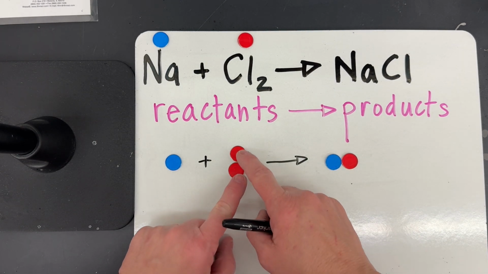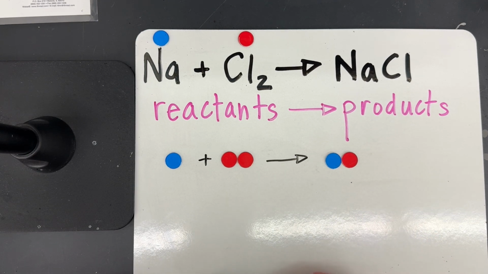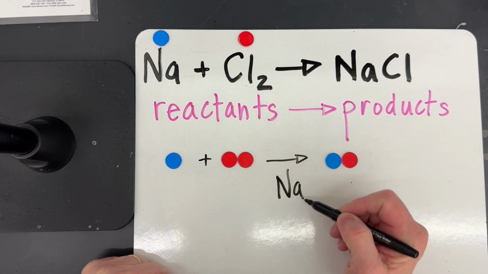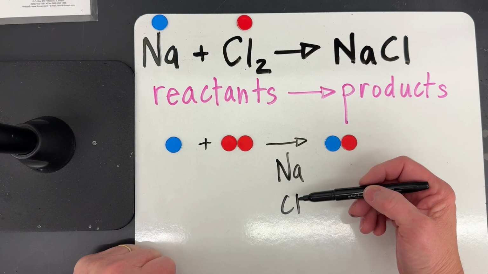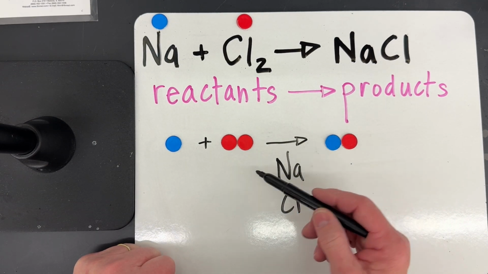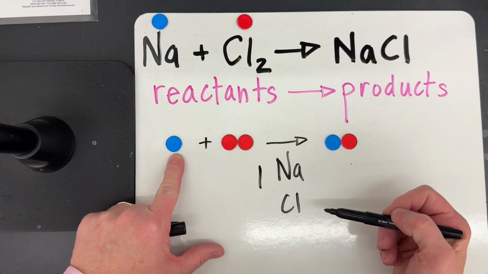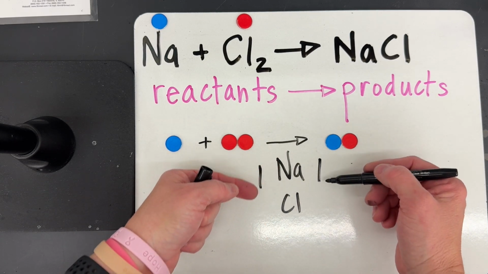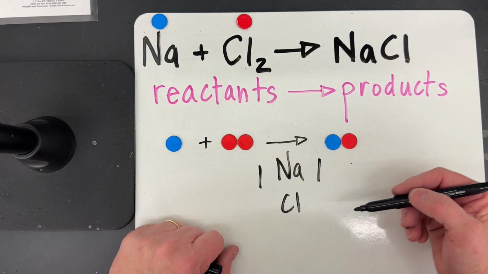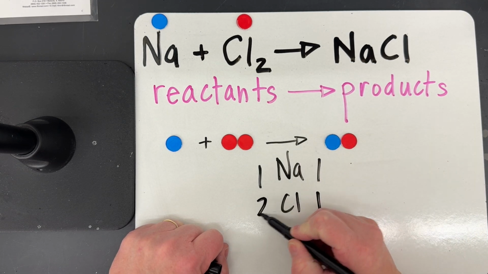But what do you notice? We've got 2 chlorines on the left and only 1 on the right, and the sodiums are okay. Let's take our chemical inventory. I usually write whatever's in the equation right under the arrow, and then here I will say on the left there's 1 sodium, and on the right there's 1 sodium. So on either side of the arrow, this is where I'm keeping track of what I have. On the right here we have 1 chlorine, and on the left here we have 2.